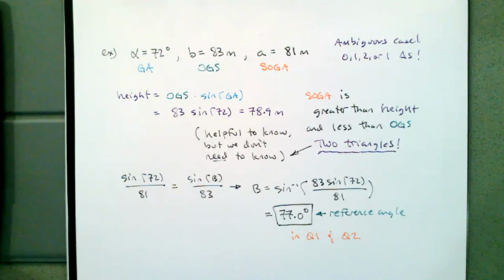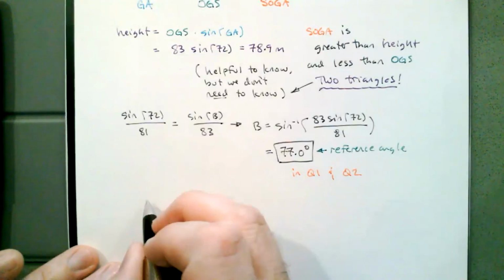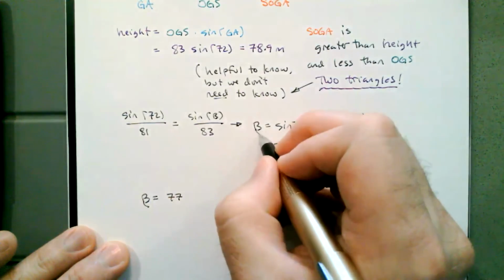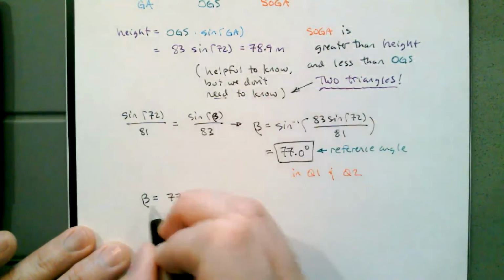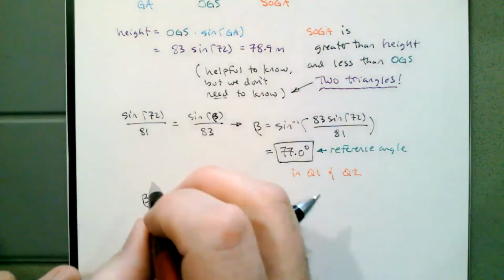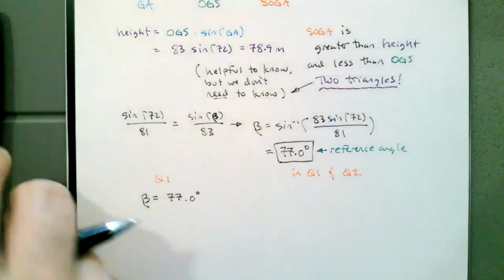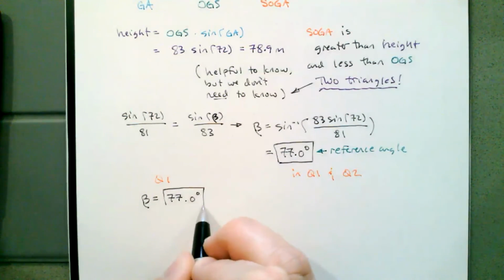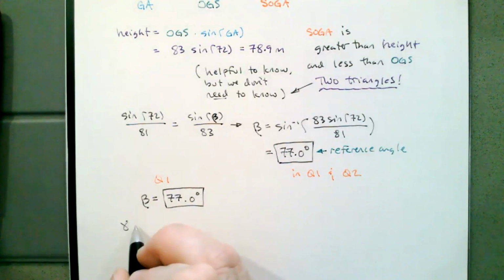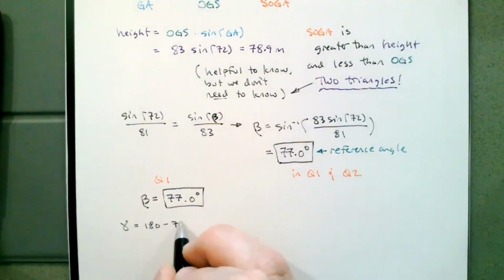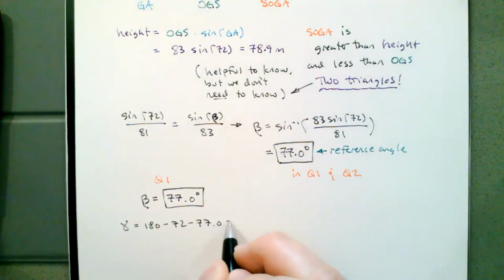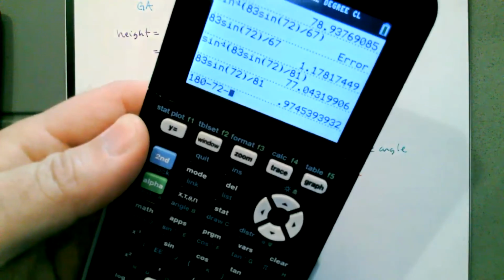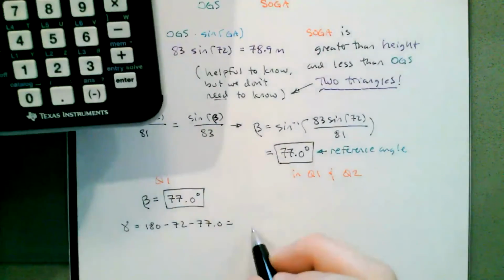So we have two values of beta. I suppose I should say beta, because I used alpha. Beta is 77.0 degrees, this is going to be in quadrant 1. Now that I've got two angles, the 77 and the 72, I can subtract to find the third. So my gamma is going to be 180 minus 72 minus the 77. My first gamma is going to be 31.